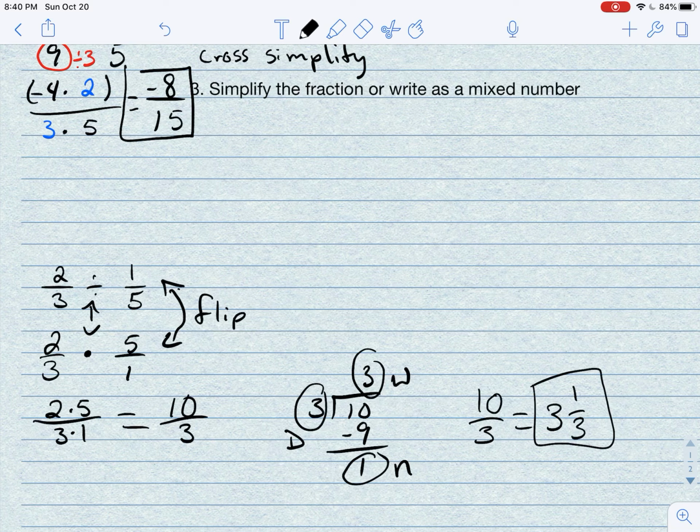And that's dividing fractions. Just remember keep, change, flip. Keep the first fraction, change division to multiplication, and flip the fraction that you are dividing by.